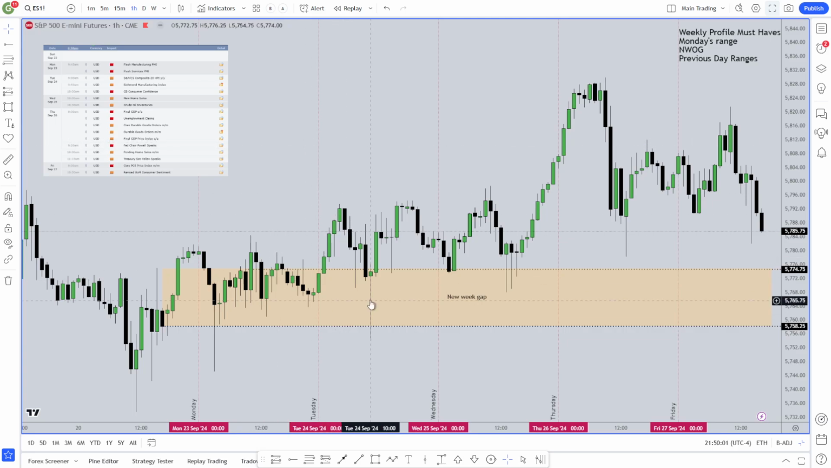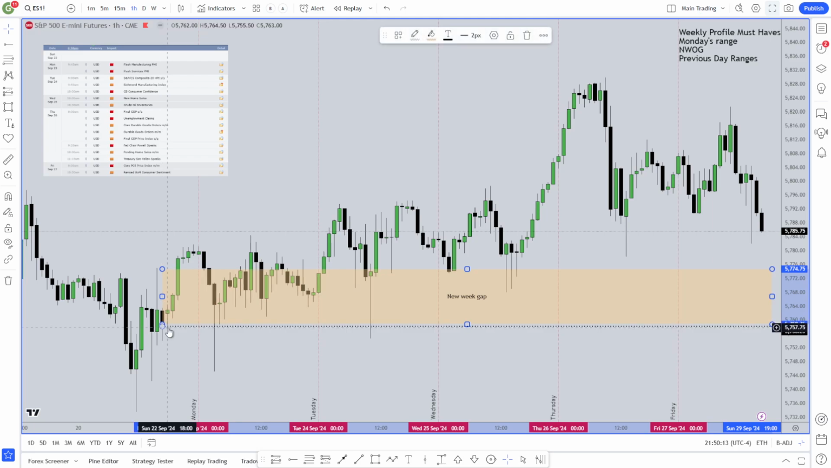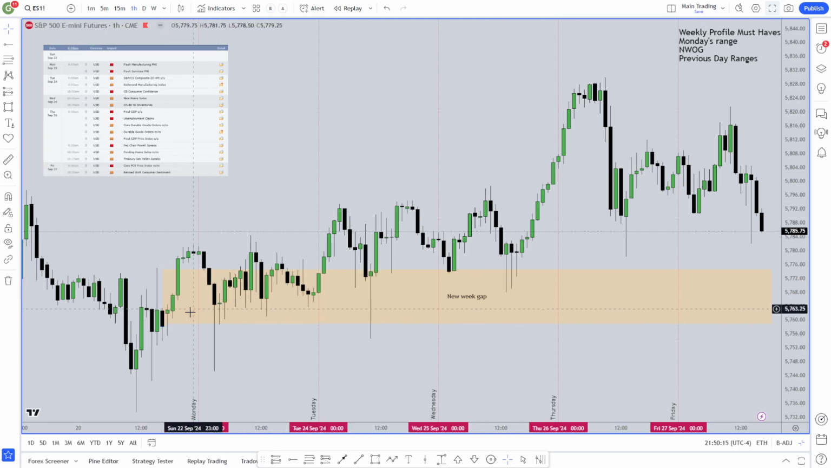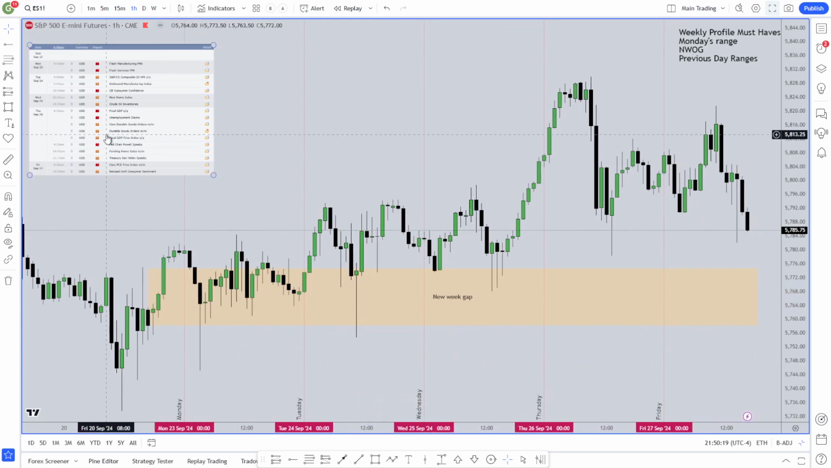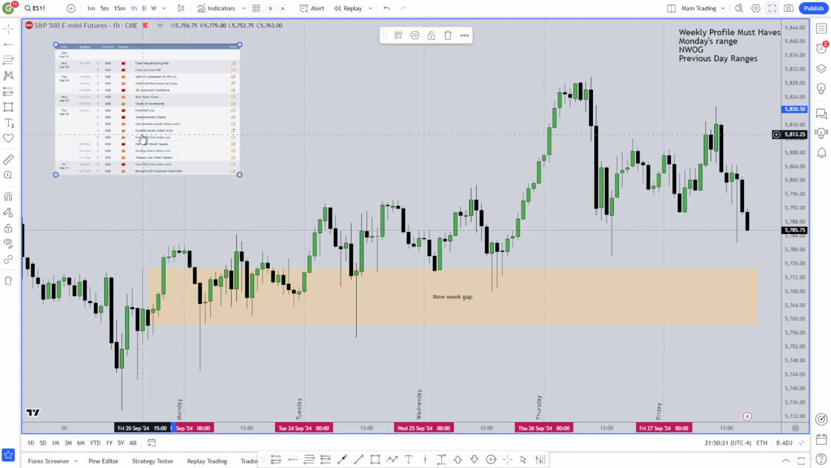And a bullish profile just means that we are staying above the new week opening gap. And of the bullish profiles, we can have either liquidity sweep type profiles or internal range type profiles. So we know there's over 12 intro weekly profiles that we can use. And this one would be defined as a Monday low.